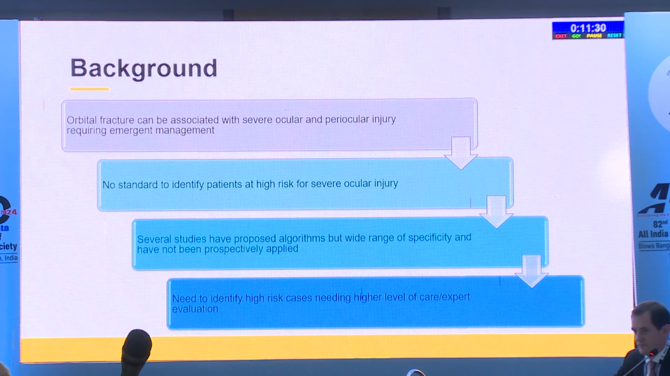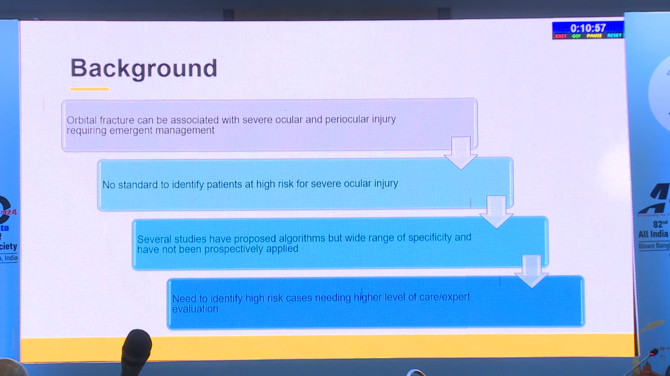So as you know, orbital fracture could be associated with severe ocular and periocular injury that might require emergent management. As an institution with a very large catchment area, it's hard to figure out which of those cases need to be transferred to us for that management. Currently there's not really a great standard to identify who would most benefit from that transfer. And even though there have been a couple of other studies and algorithms proposed, there's a wide range of specificities, and none of them have really been prospectively applied to see whether or not they work.